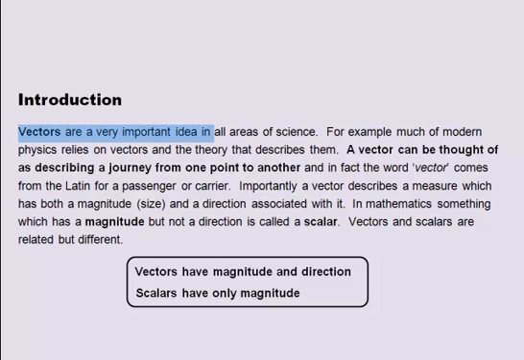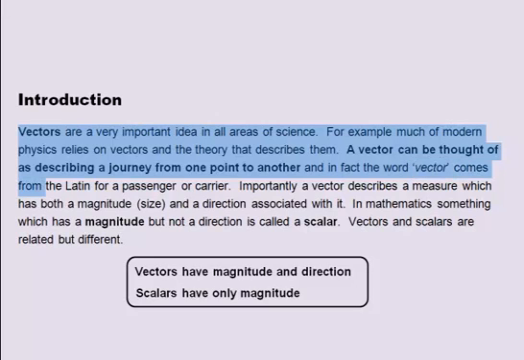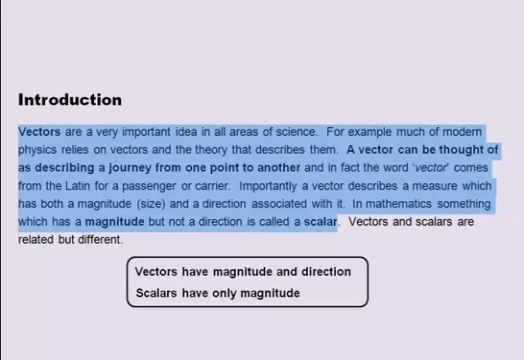Vectors are a very important idea in all areas of science. For example, much of modern physics relies on vectors and the theory that describes them. A vector can be thought of as describing a journey from one point to another, and in fact the word vector comes from the Latin for passenger or carrier. Importantly, a vector describes a measure which has both a magnitude, a size, and a direction associated with it. In mathematics, something which has a magnitude but not a direction is called a scalar. Vectors and scalars are related but different.